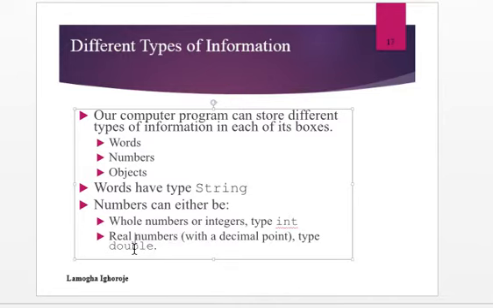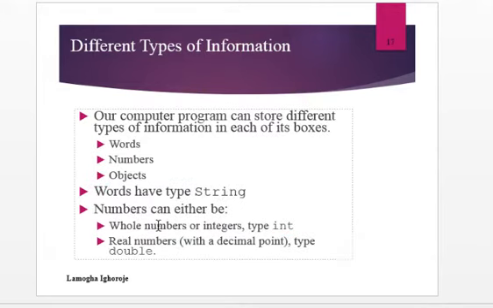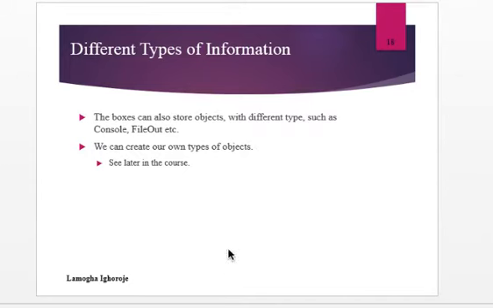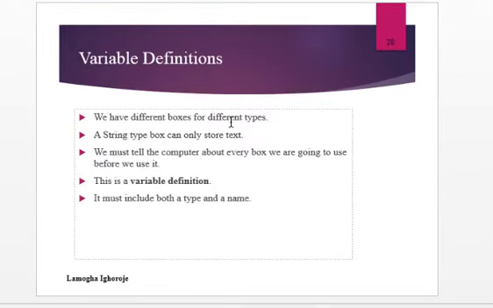So for example, if you have a whole number like 2 and you want to put that in a box that is meant to house doubles, it's going to complain and tell you you're putting this in the wrong box. And we're going to see an example of such very soon. Like I said, a string type box can only store text.